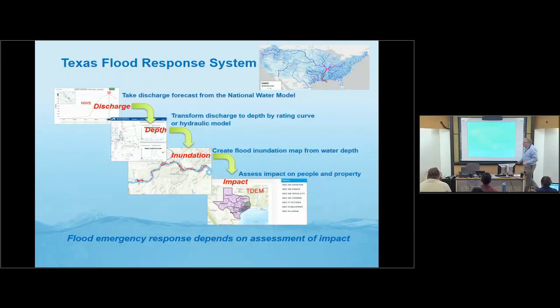So that then forms the Texas flood response system. So we take the discharge from the National Water Model, we transform the discharge to the depth using the rating curve, we convert the depth to inundation using the inundation map, using the HAND method that you'll hear more about next week, and then we assess the impact on people and property using the address points. And so this conversion here from discharge to depth is what I was showing you on the Llano River, you know, the real-time result on the Llano River.